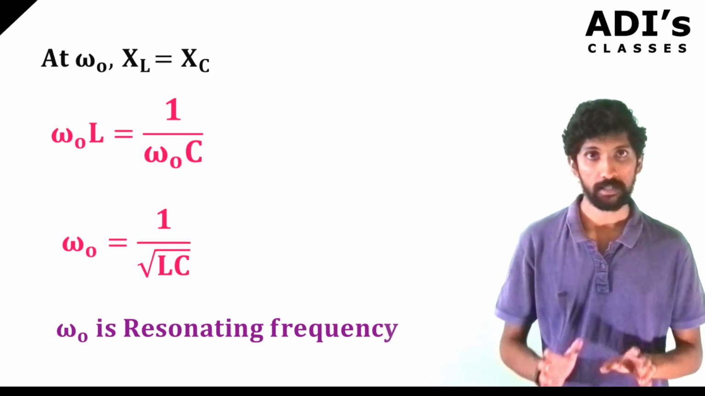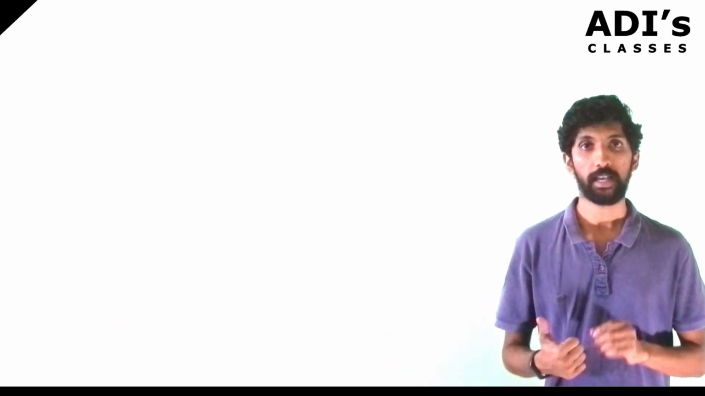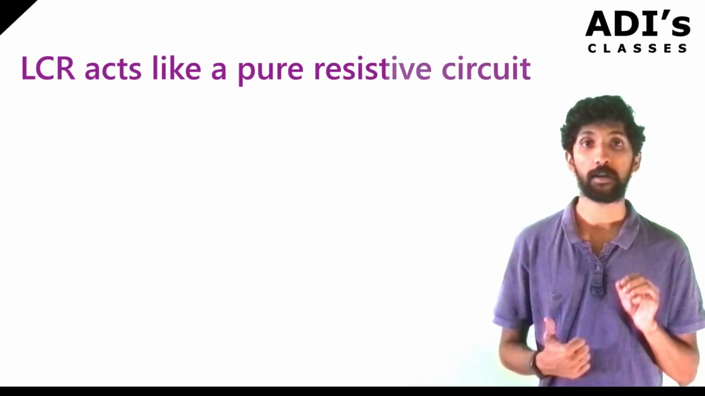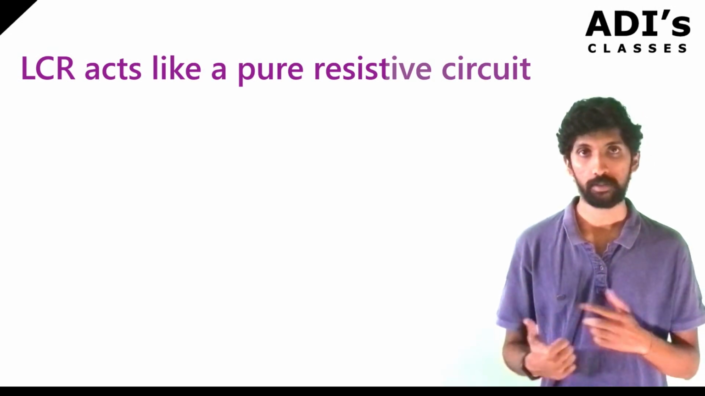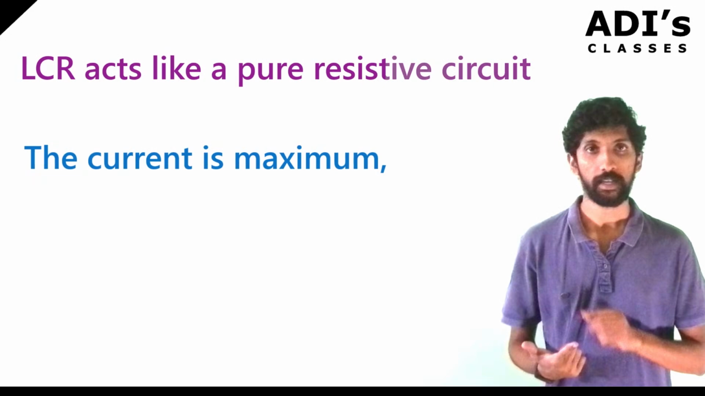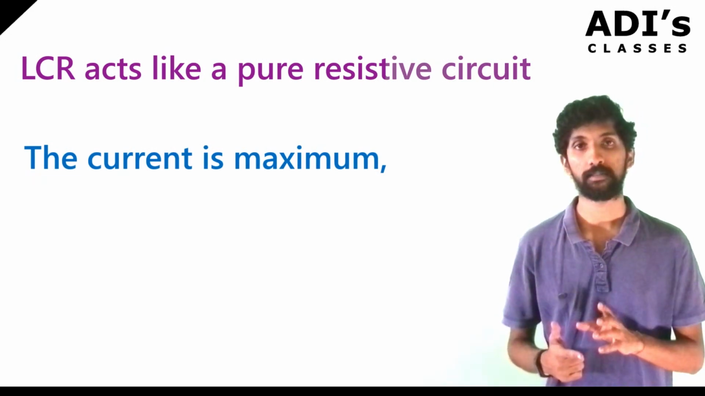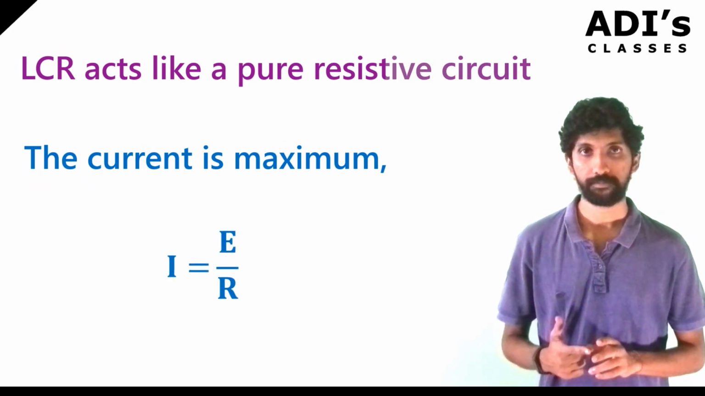Alright, so in resonance, there are certain points which you have to know. First point is, in resonance, the whole LCR circuit acts like a pure resistive circuit, because XL and XC are equal, so they cancel out each other. Second point, in a series LCR circuit at resonance, the current will be maximum, and the current is given by E divided by R.